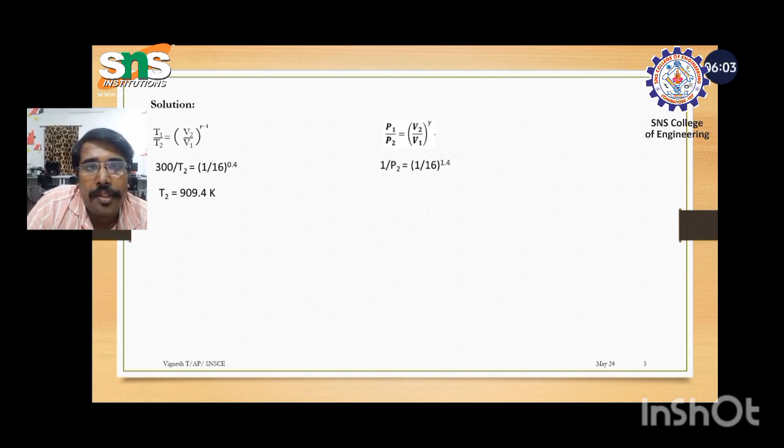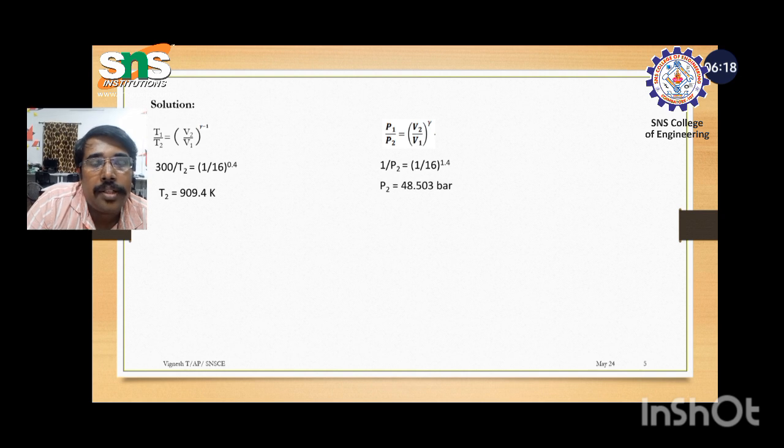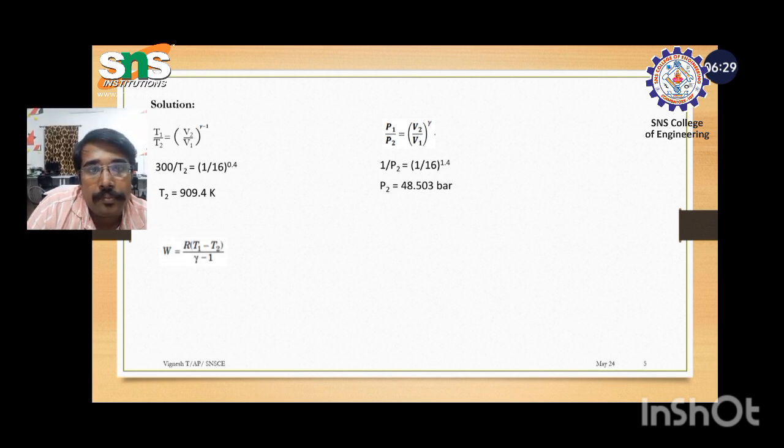For the pressure in an adiabatic process, P1 by P2 is equal to (V2 by V1) whole to the power of gamma. This is the equation. You substitute the pressure and volume ratio values, 1 by P2, and you get the pressure at the end of the compression as 48.503 bar. Initially it was 1 bar. Due to the compression the pressure increased up to 48.5 bar.